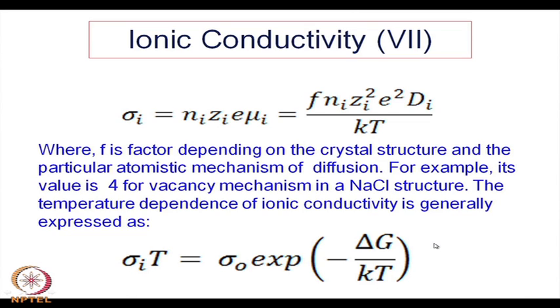So, this is not true for electronic conductivity or semiconductors. In semiconductors we plot only log sigma, whereas in ionic conductors one needs to plot sigma T to get a straight line or to get the value of delta G.